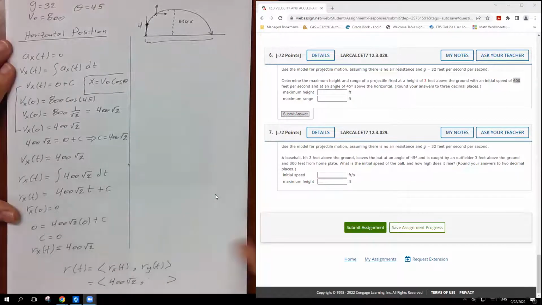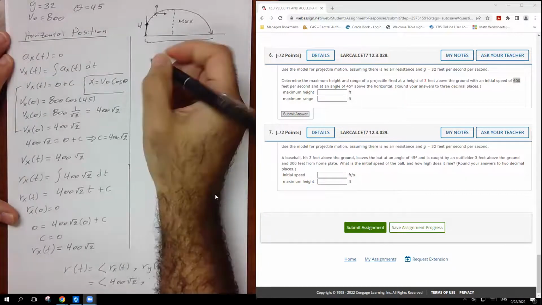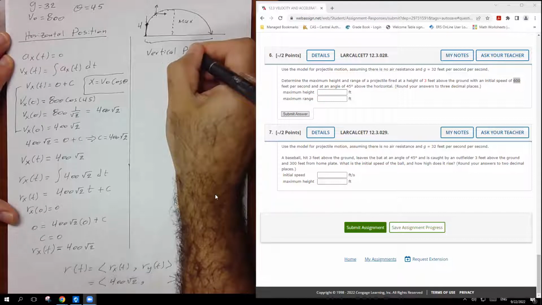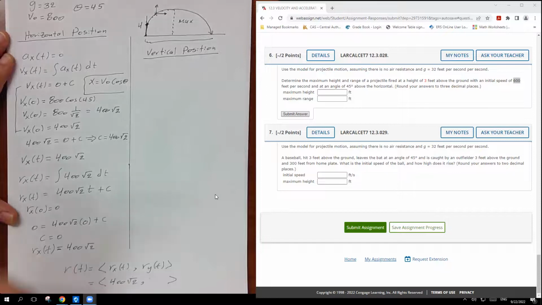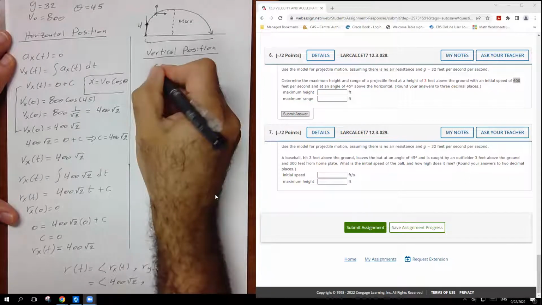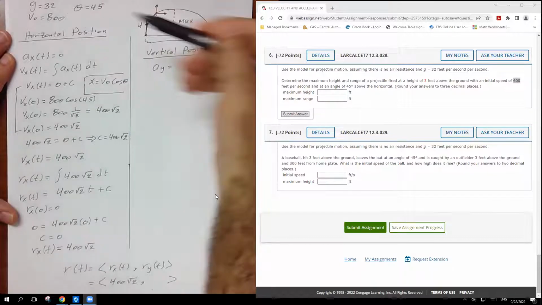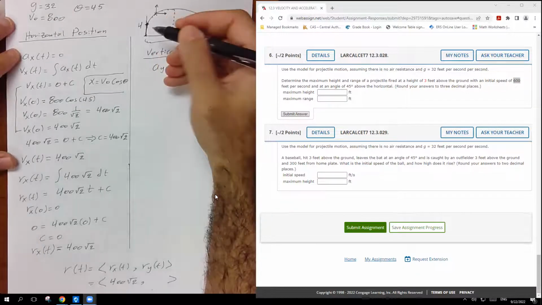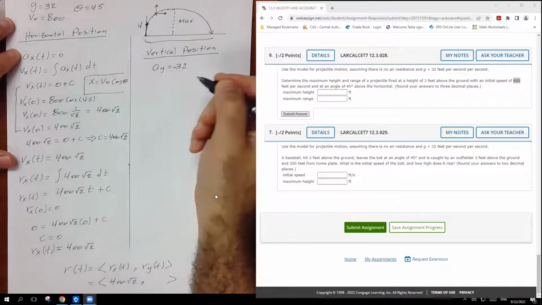So with the vertical position, which is the second component here, the acceleration a sub y is not 0. At this position, the acceleration is going to be the gravity, which is 32. The gravity is going to be negative 32. That's really important.